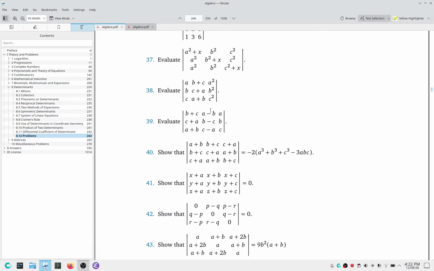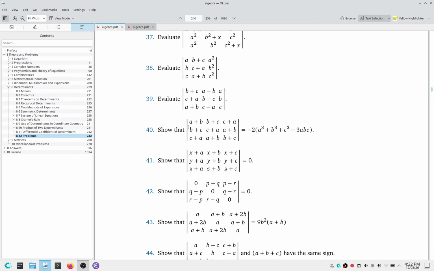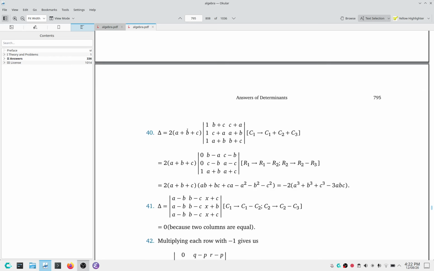Alright, now we come to the last problem, question number 40. It says show that the determinant with rows a plus b, b plus c, c plus a; b plus c, c plus a, a plus b; c plus a, a plus b, b plus c is equal to minus 2 times (a cube plus b cube plus c cube minus 3abc).